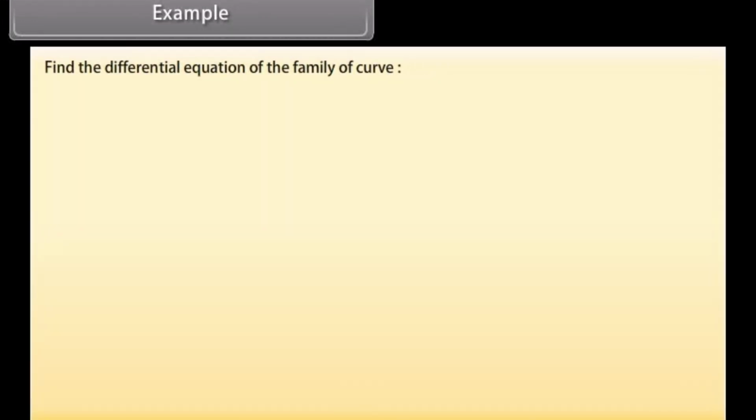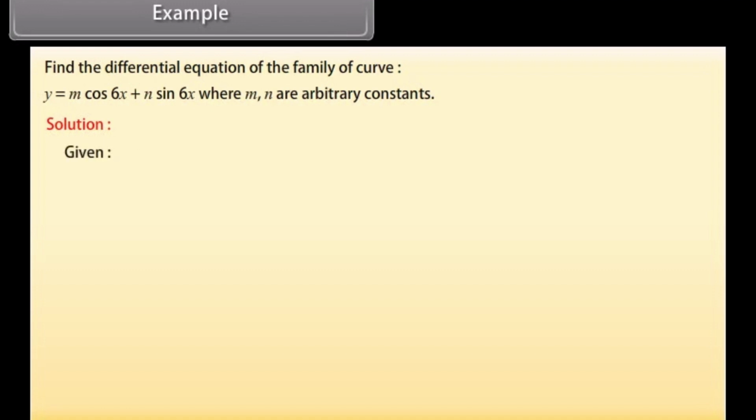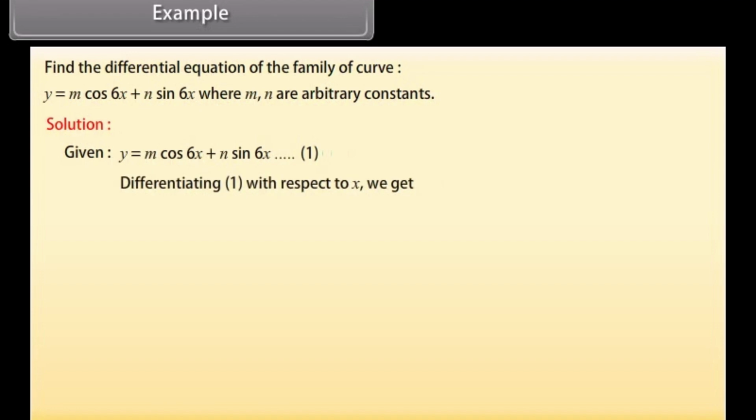Example. Find the differential equation of the family of curves y equals m cos 6x plus n sin 6x, where m, n are arbitrary constants. Solution. Given y equals m cos 6x plus n sin 6x, name it as equation 1. Differentiating equation 1 with respect to x, we get dy by dx equals minus 6m sin 6x plus 6n cos 6x. Name it as equation 2.